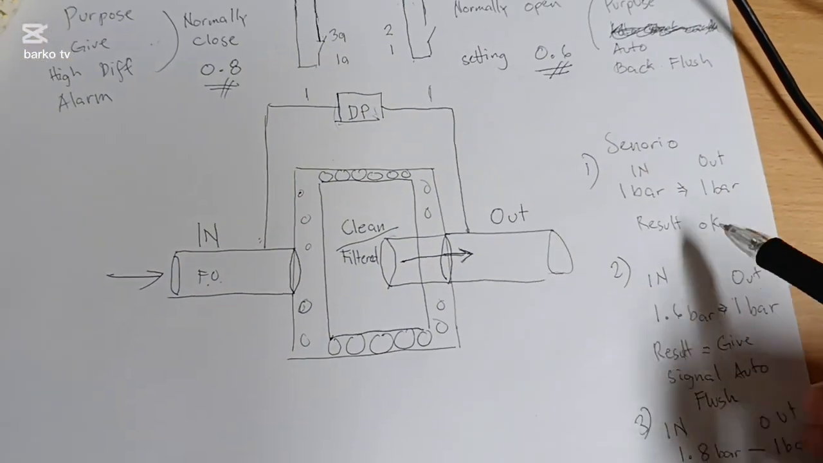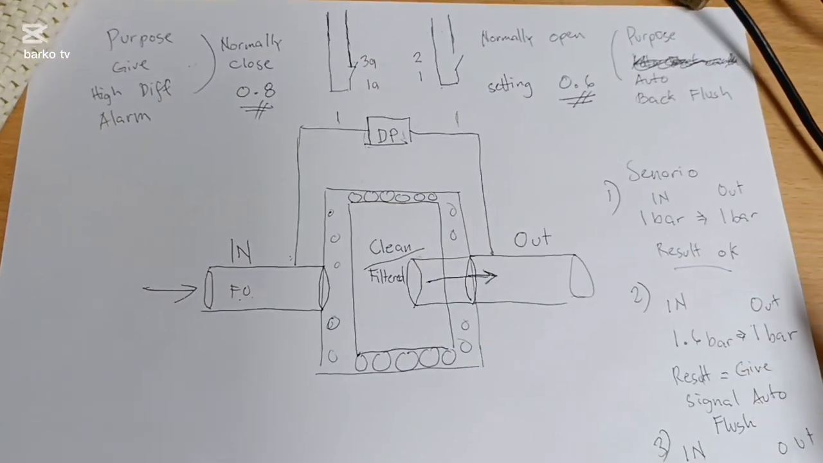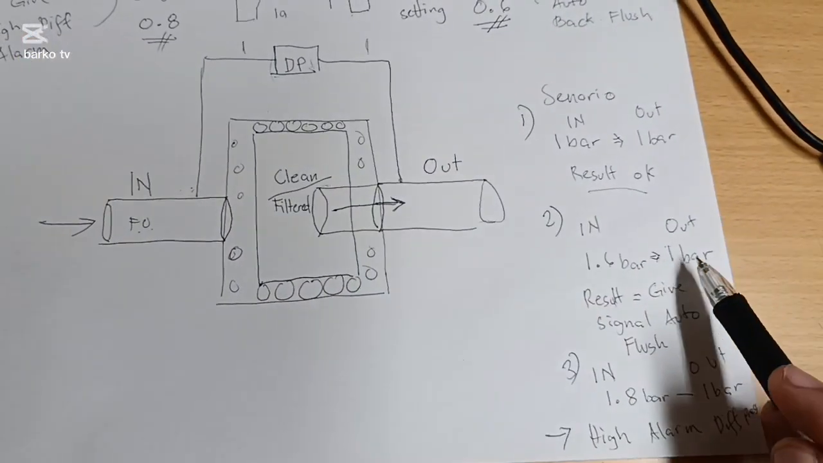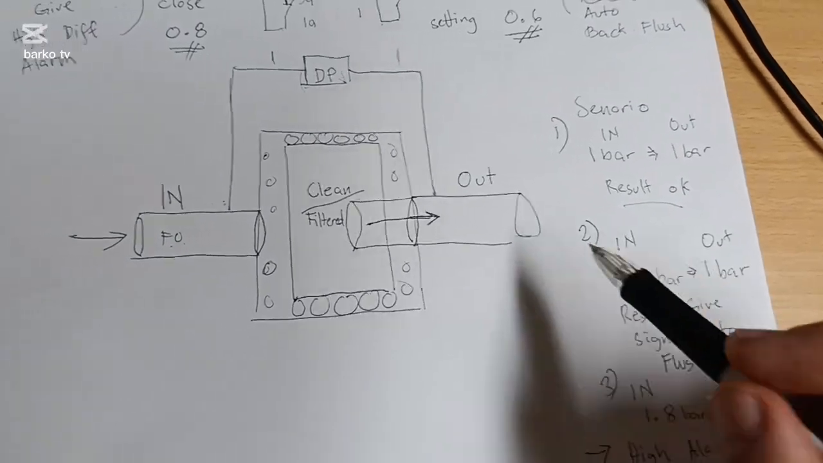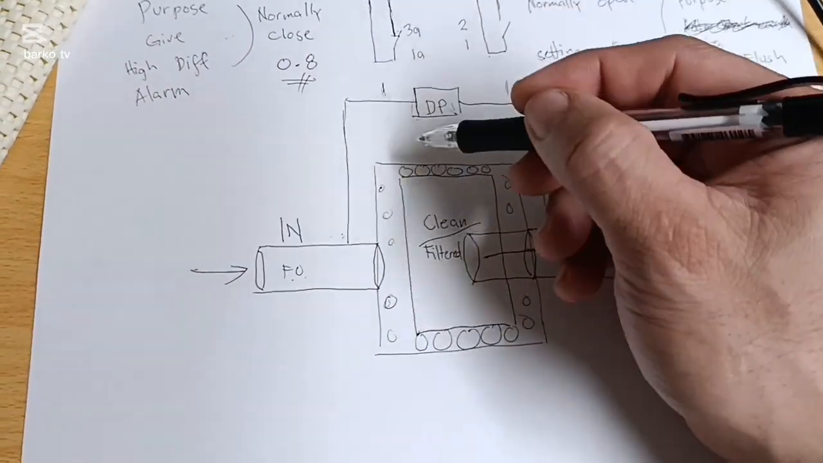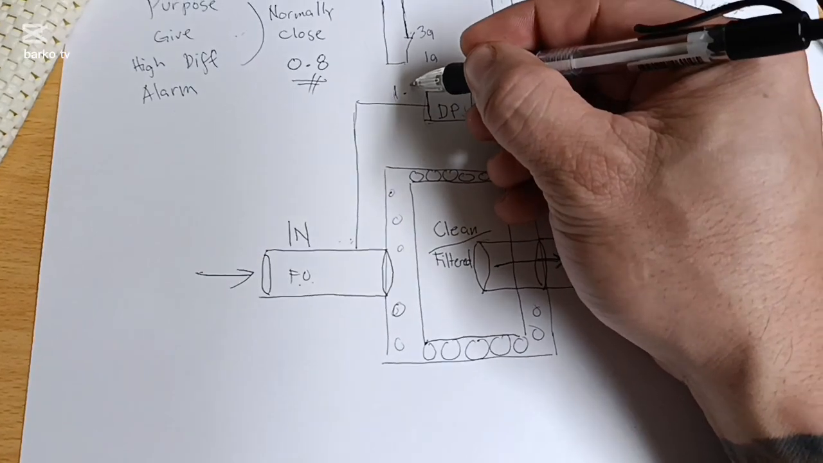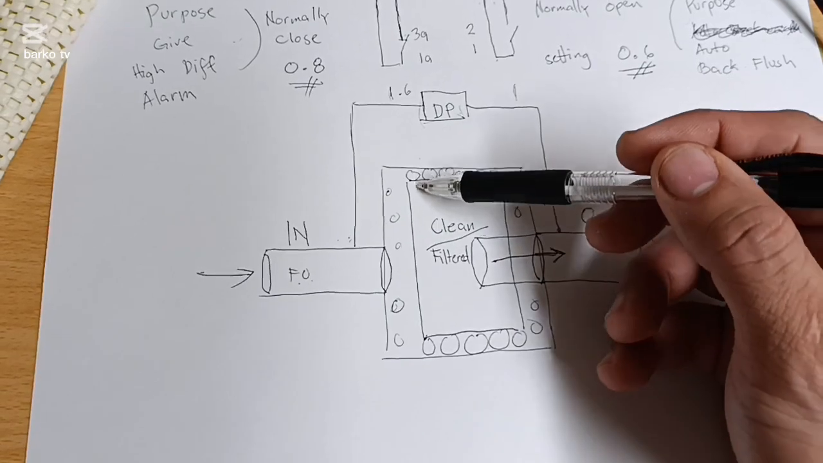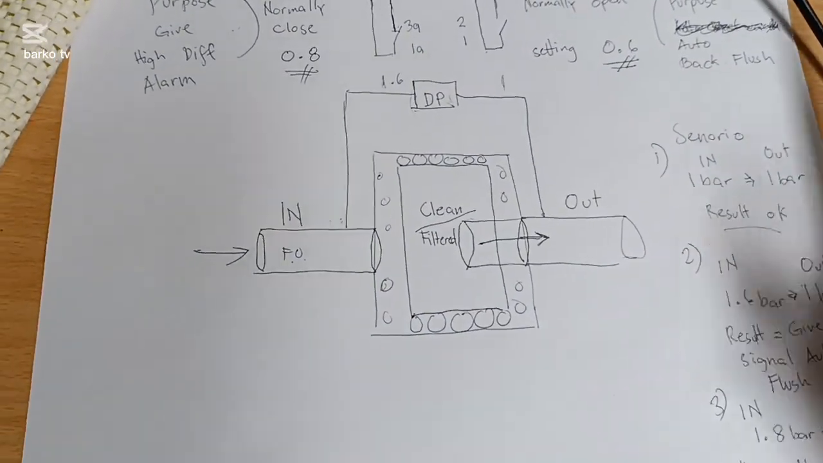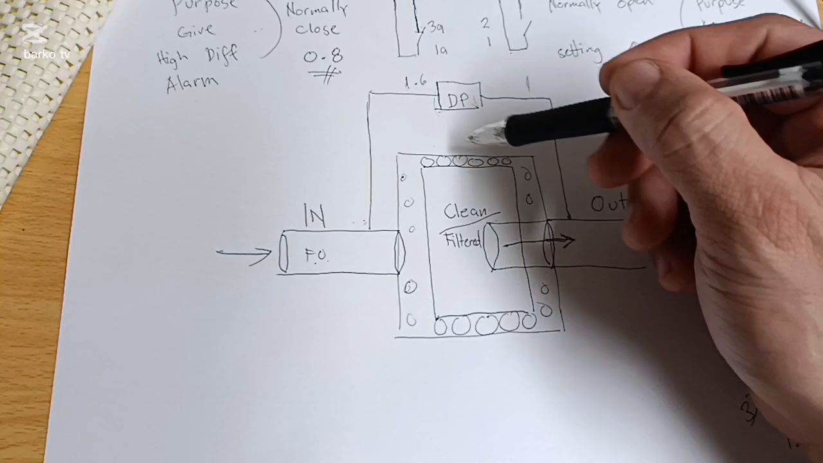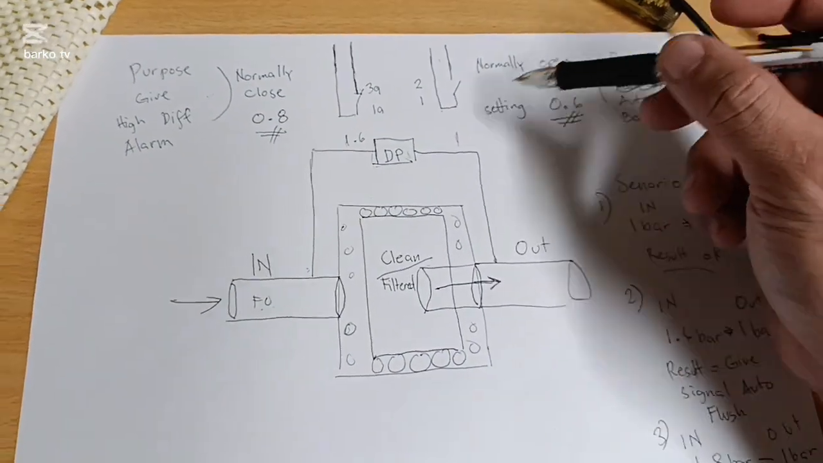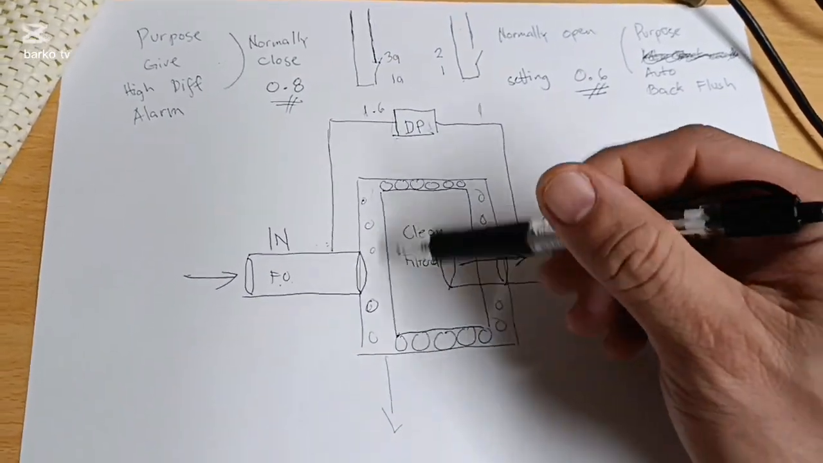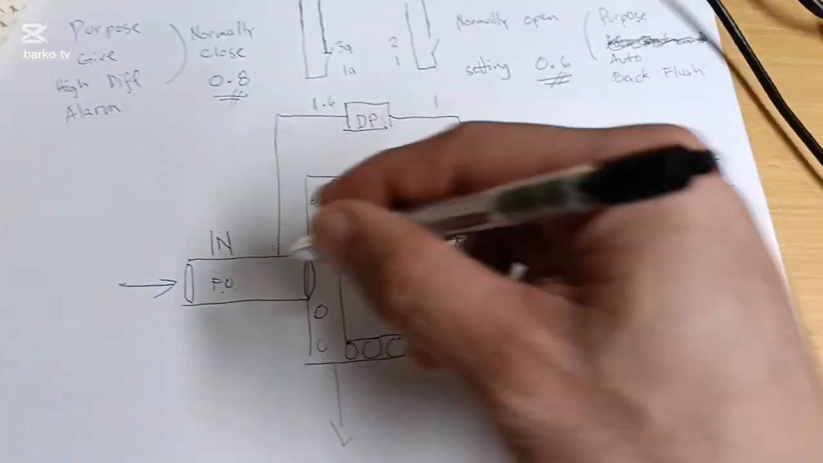Scenario 1, result okay, no alarm, normal operation. Then scenario 2, 1.6 in and 1 bar out. It means there is a restriction of about 0.6 here. The filter is slightly dirty, and then this one gives a signal to the PLC, and the dirt will auto flush. Then again 1 bar, okay, normal.